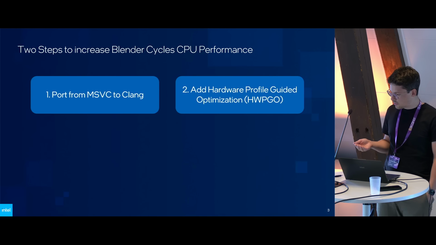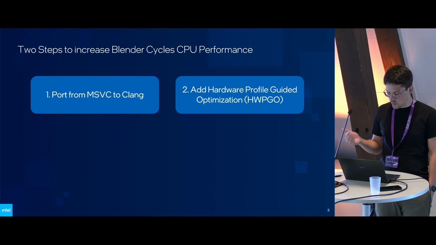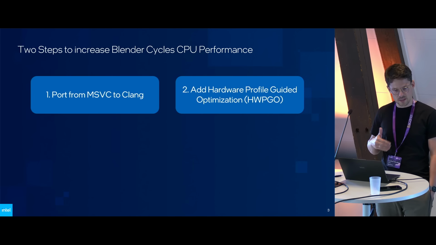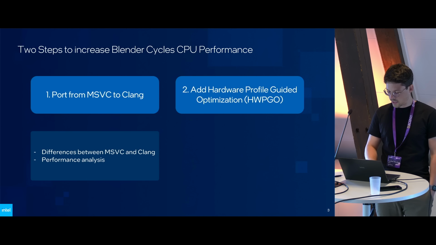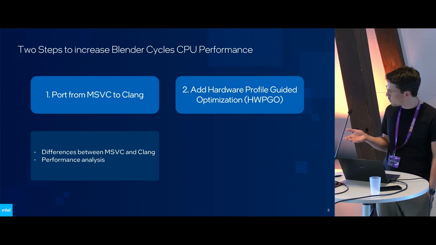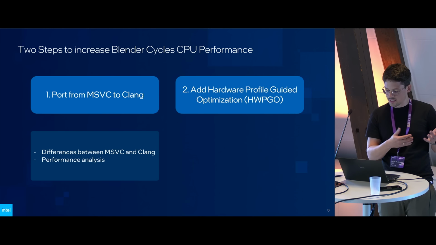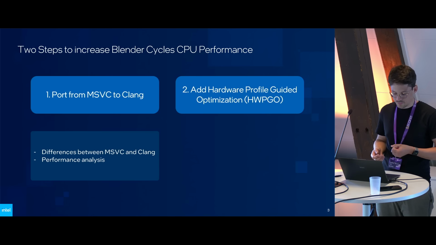Good, so how do we achieve this performance gain? We have to go through two steps, and this will be the main agenda of my talk. On Windows running on x86, public Blender builds are currently built with MSVC. Switching to the Clang compiler gives us a significant speed up. So the first part of my talk will look into the differences between Clang and MSVC, and we will look at performance data to see where this performance gain is actually coming from.